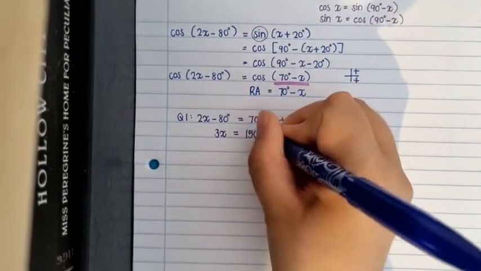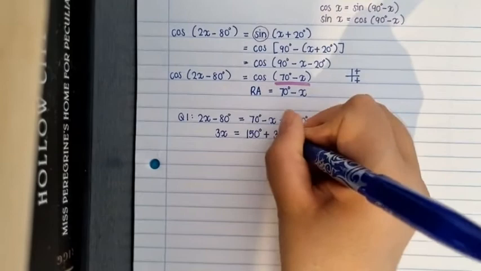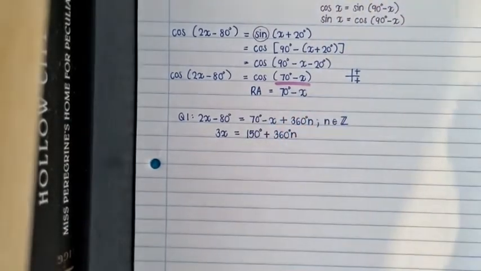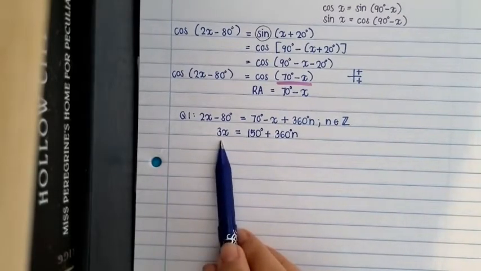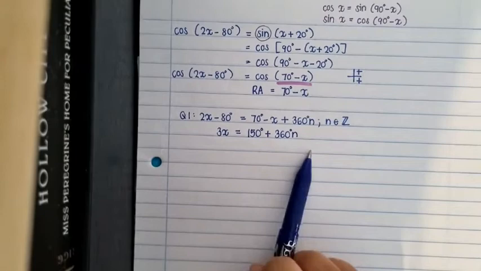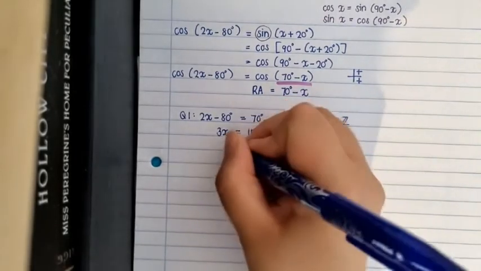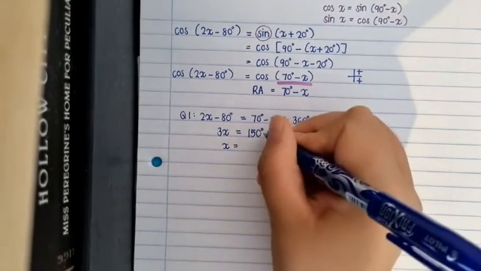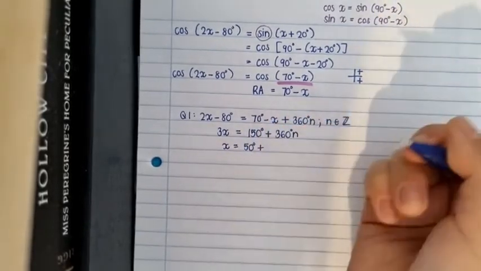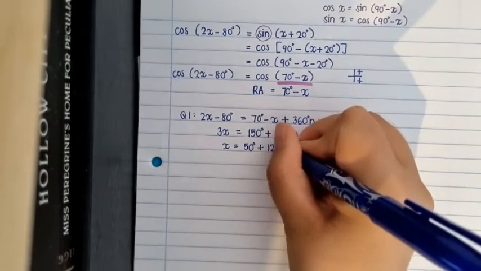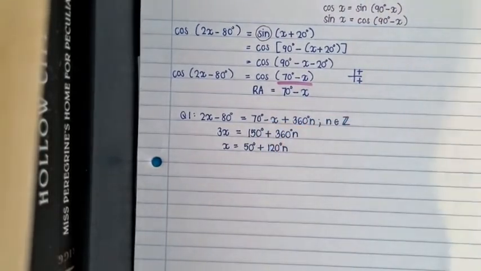That's how our general solution always needs to end. It always has to have just an x on its own equal to everything else. So I need to get rid of this 3. And in order to do that, I'm going to have to divide through by 3. So I'm going to get an x there. 150 divided by 3 is 50 degrees, and 360 divided by 3 is 120 degrees. So we write 120n. Okay, so that is a more complicated one. Guys, that was just our quadrant 1 solution.